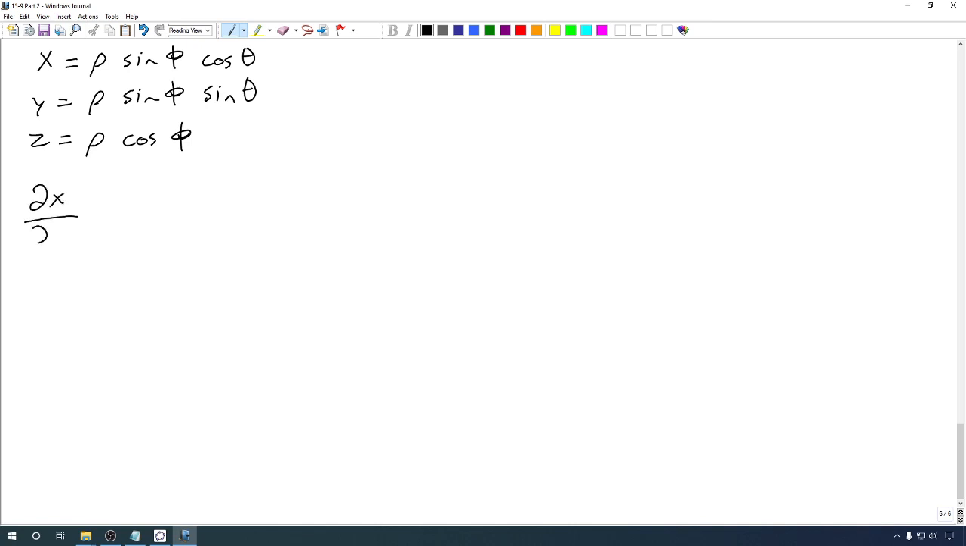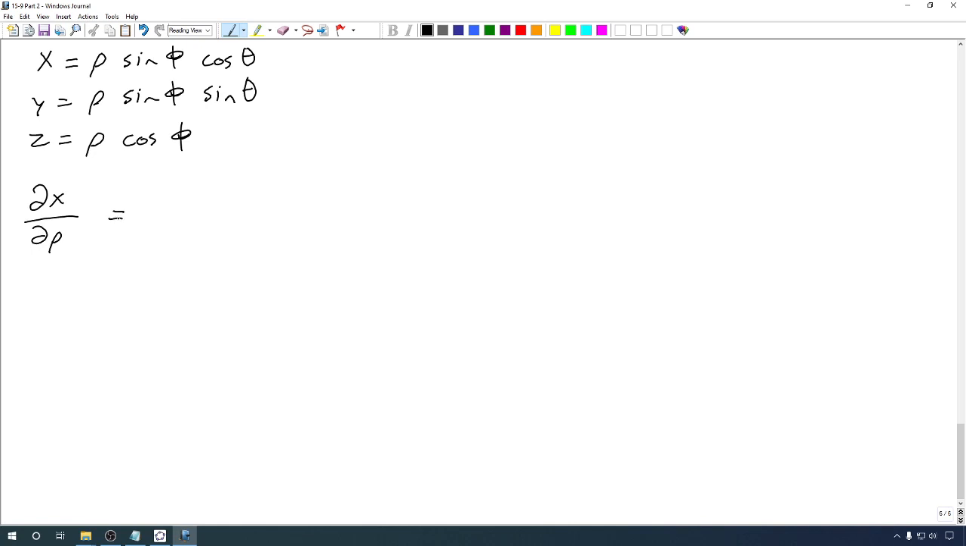Let's see how this works in spherical coordinates. So remember, in spherical coordinates, x is equal to rho sine phi cosine theta. Y is equal to rho sine phi sine theta. Z is equal to rho cosine phi. We're going to need the derivatives of x, y, and z with respect to all three of these variables. We have 9 different derivatives here, so this is going to take some space.